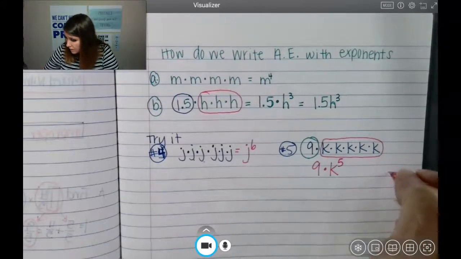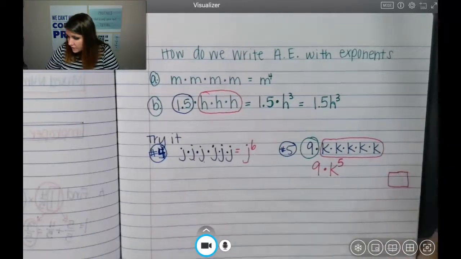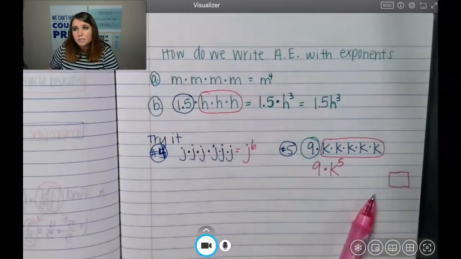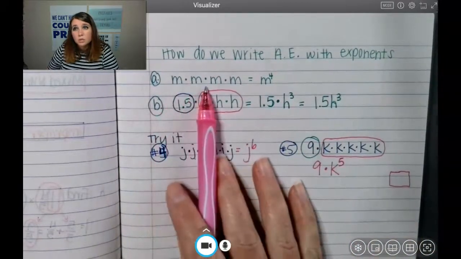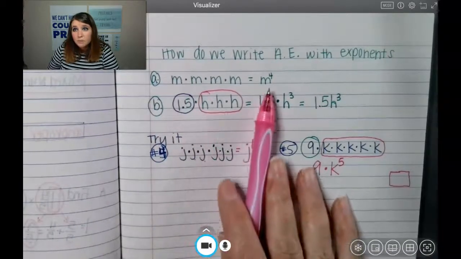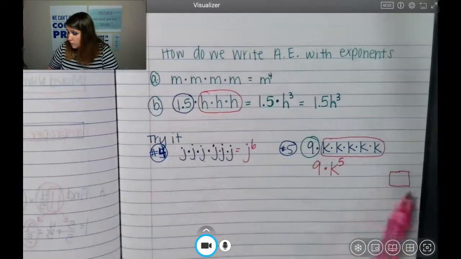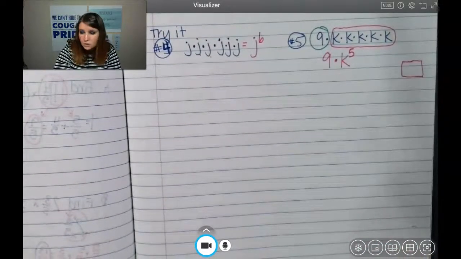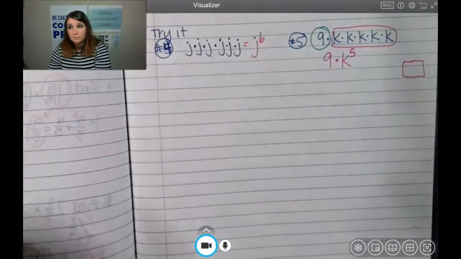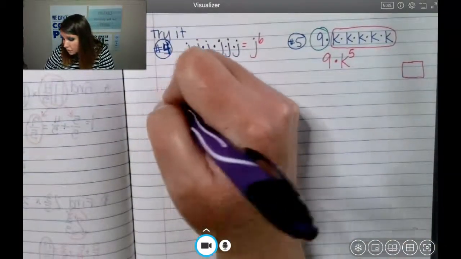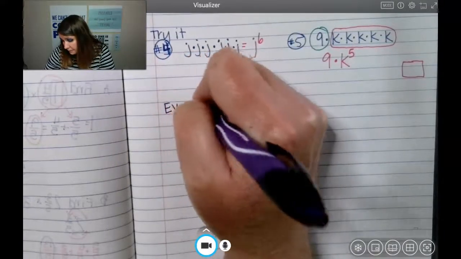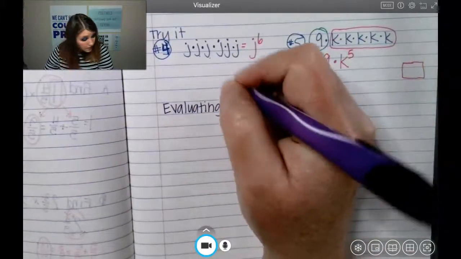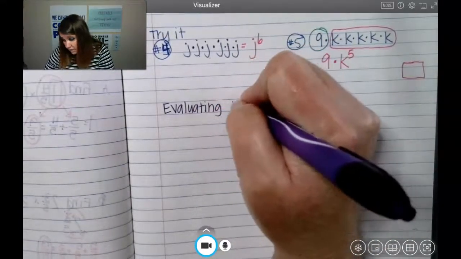Okay, in a box somewhere, tell me, how is your understanding of writing algebraic expressions with exponents? How do you feel about transferring 2 letters and putting them as exponents? Go ahead, put your rating right there. And then our next thing we're going to do is talk about evaluating. So now we're going to evaluate. Evaluating, and we know that evaluating means to solve.